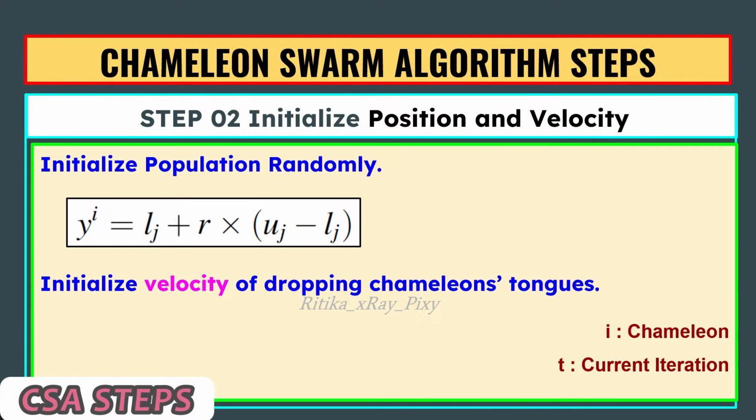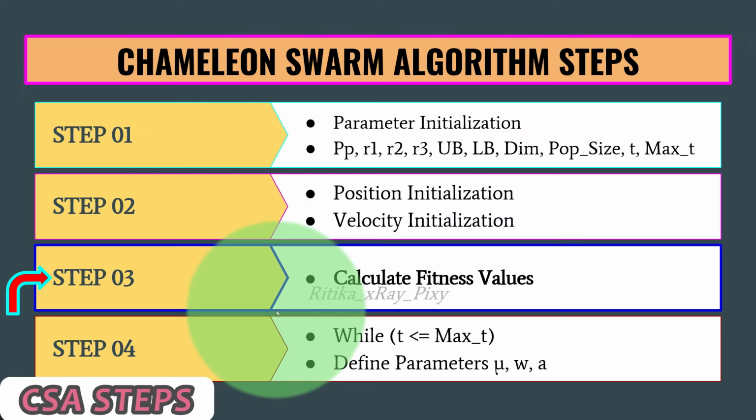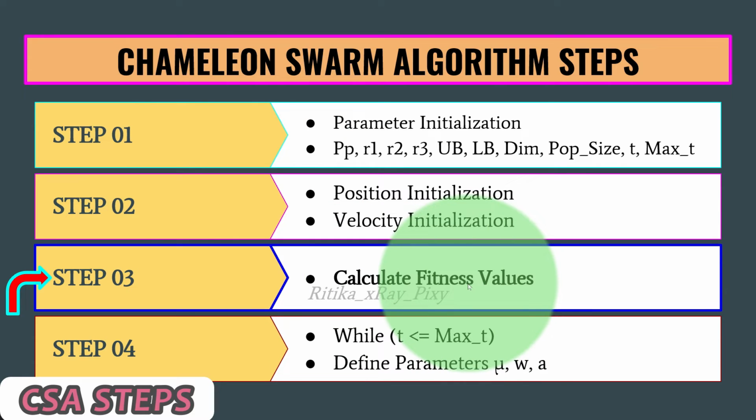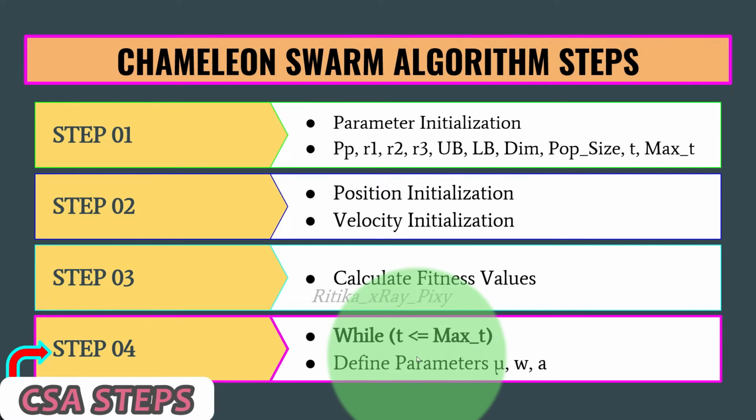After that, we will initialize the population randomly for each search agent in the current population: lower bound plus random number into upper bound minus lower bound. After that, we will initialize the velocity. So as we discussed, they have a long sticky tongue that they can shoot out quickly to catch the prey. So here we will initialize the velocity, and then we will calculate the fitness value. So here we will apply the objective function to calculate the fitness value for each search agent in the current population.